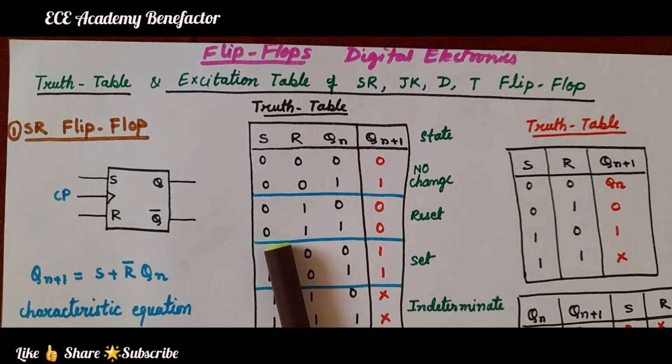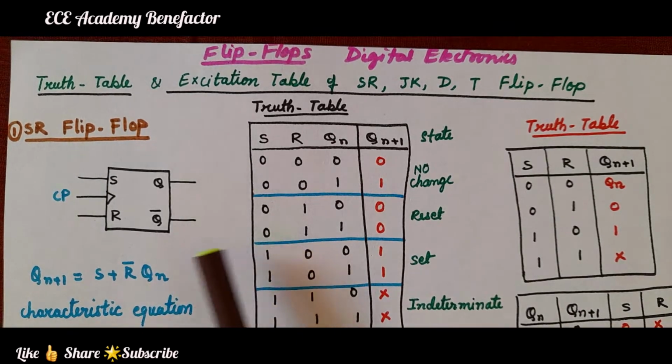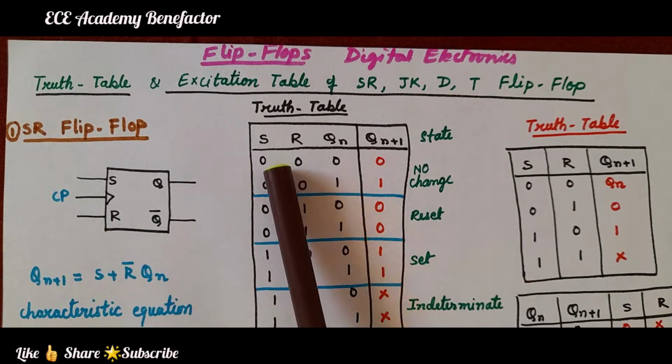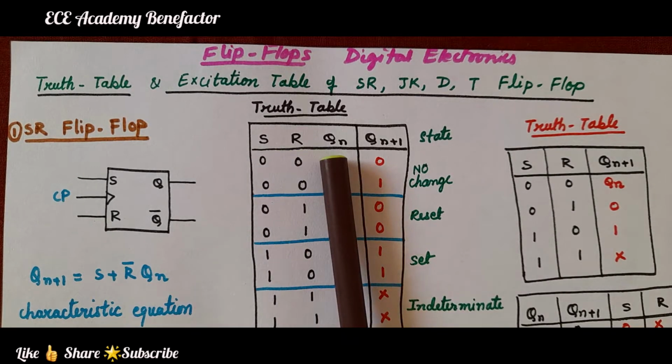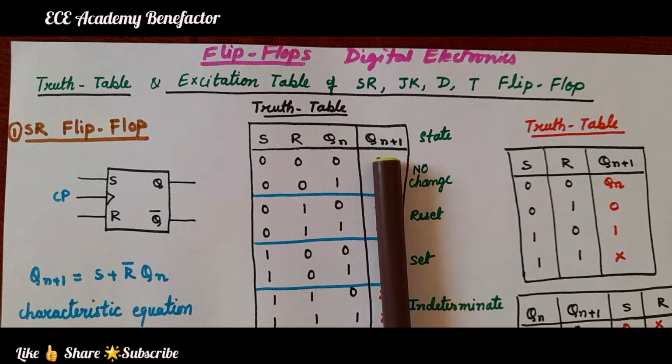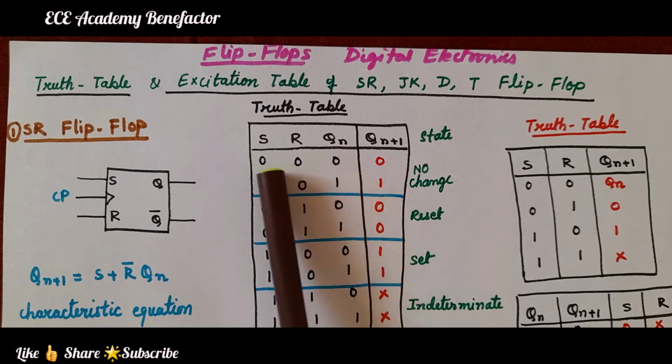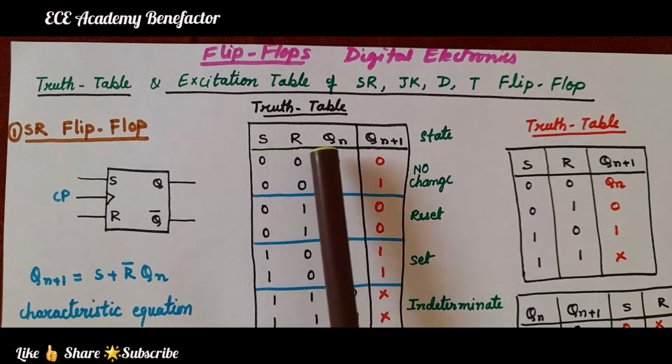Writing its truth table. While writing the truth table of SR flip-flop, we need three inputs S, R and Qn. Qn is the present state and Qn plus 1 is the next state. So, we have written the truth table for three variables S, R and Qn.